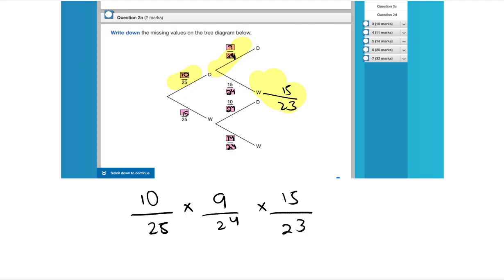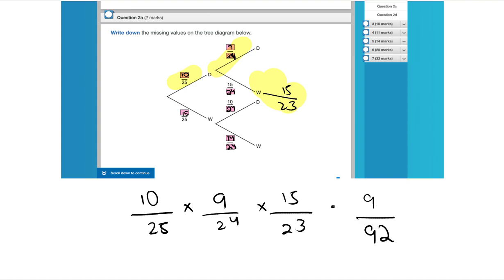So let's solve this one first. 10 over 25 multiplied by 9 over 24 multiplied by 15 over 23. So that gives us 9 divided by 92.